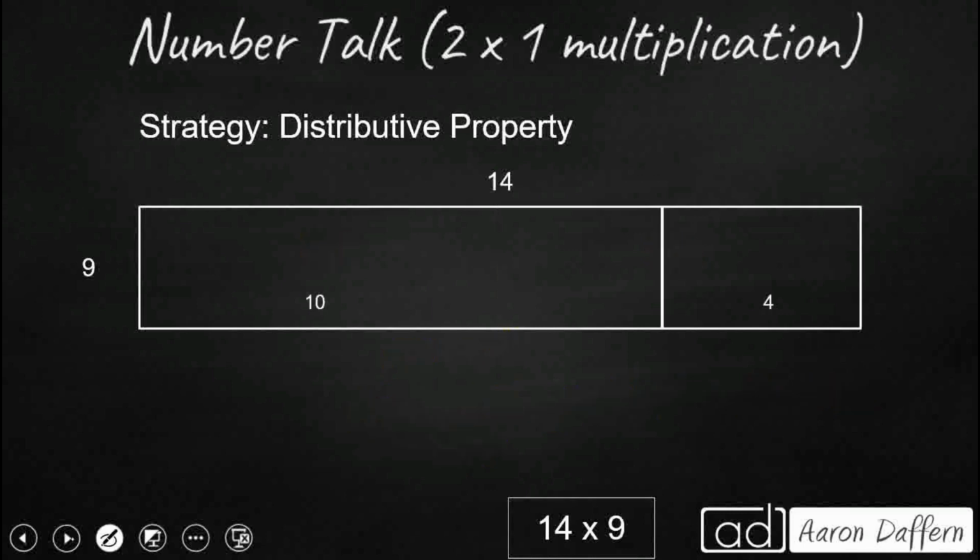Another way we could do it is the distributive property, but instead of taking that 14 and cutting it in half, we can cut it into parts using place value. So some of you might have said that 14, that's really a 10 plus 4. So that's using the expanded form. And we're going to do the same thing. We're going to distribute that 9. We're going to multiply it out by both addends. But it's going to look a little bit different.